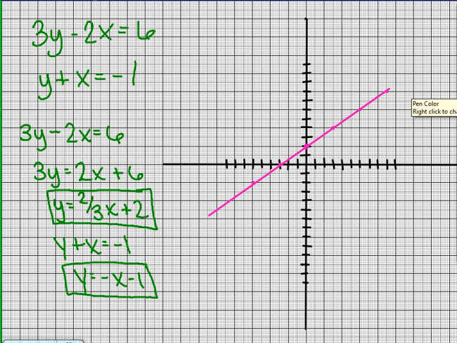Our next line is y equals -x minus 1. So I'm going to go down to -1, that's where it crosses, and my slope is negative x. That's the same as -1/1. So instead of going up 1, right 1, we're going down 1, right 1. So we go down 1, right 1, down 1, right 1, down 1, right 1. We could also go up and left. So there's our second line.